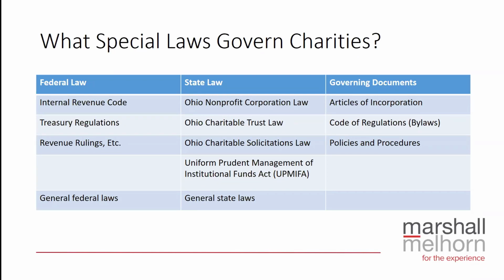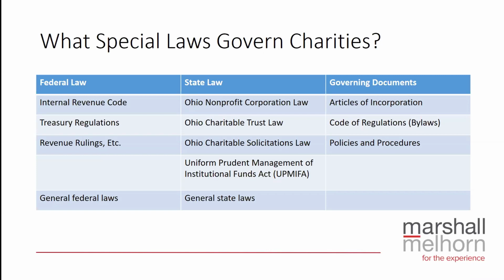So for federal law, the Internal Revenue Code governs charities, Treasury regulations, revenue rulings, and then sort of general federal laws. Certainly federal laws against Medicare fraud, for example, apply to charitable health organizations just as they would to anybody else. Under state law, the preeminent law is the Ohio Nonprofit Corporation Law, Chapter 1702.